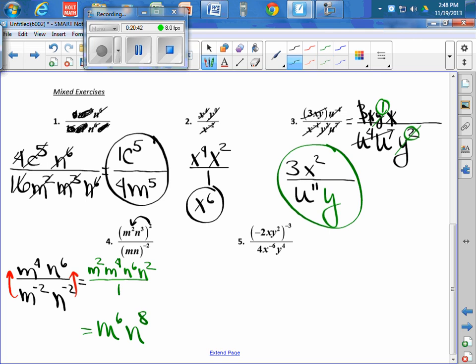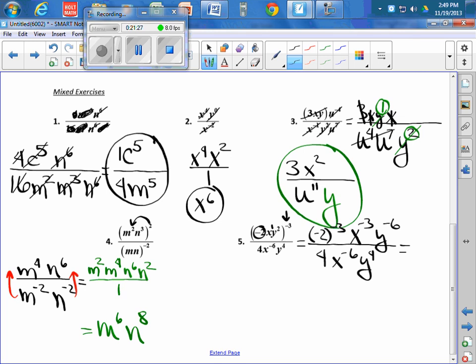In number 5, fraction bar, I have negative 2 raised to the negative 3 power. Put the negative 2 in parentheses, put the negative 3 outside the parentheses. The x has an exponent of 1. 1 times negative 3 is negative 3, so x to the negative 3 power. 2 times negative 3 is negative 6, so y to the negative 6 power. Leave the denominator alone for right now, 4x to the negative 6, y to the fourth. Why am I leaving the denominator there and not changing anything? I'm only taking out the parentheses in the numerator.